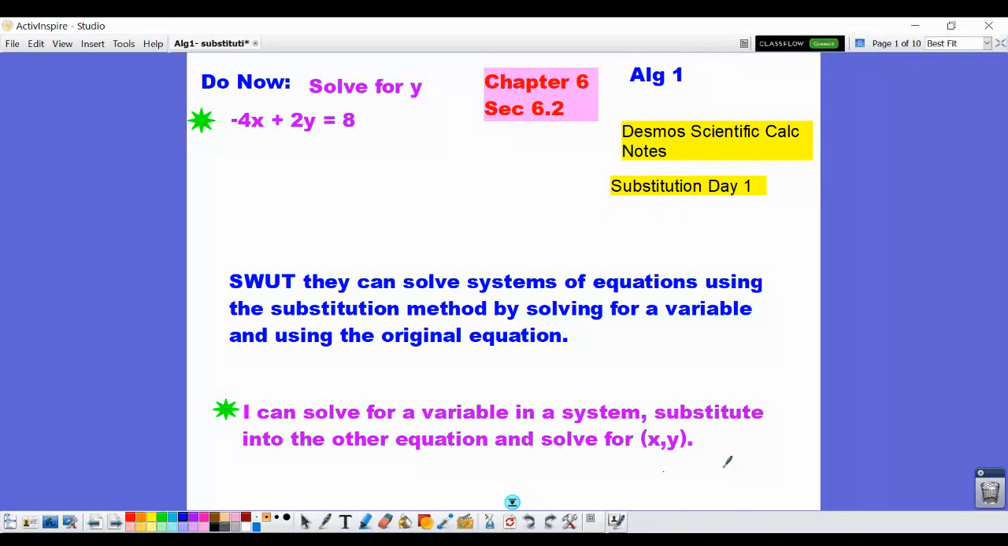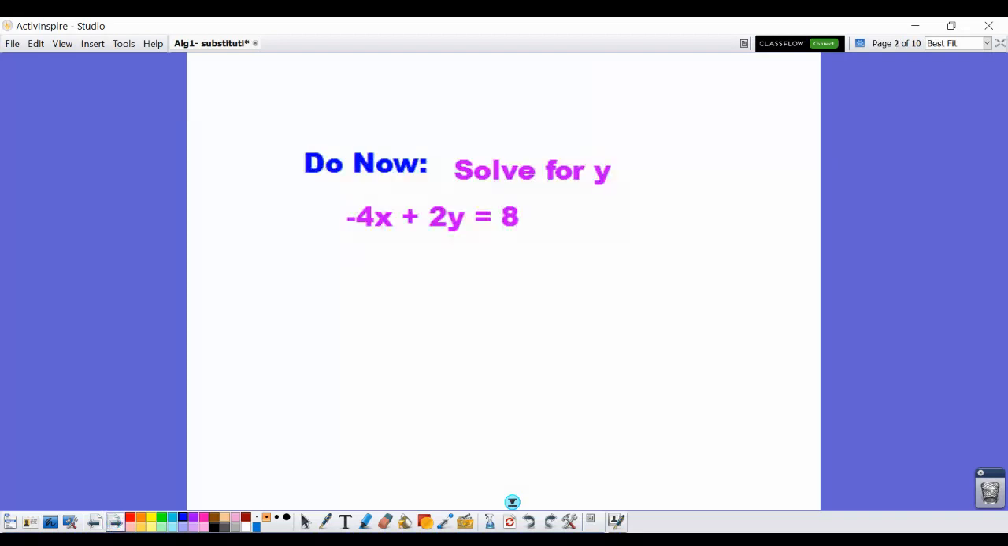So let's go ahead and get our mind back in solving for a variable. So take a minute and go ahead and take this do now and solve for y. Okay, let's see how you did.